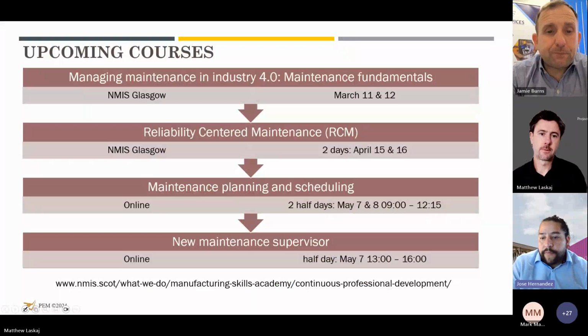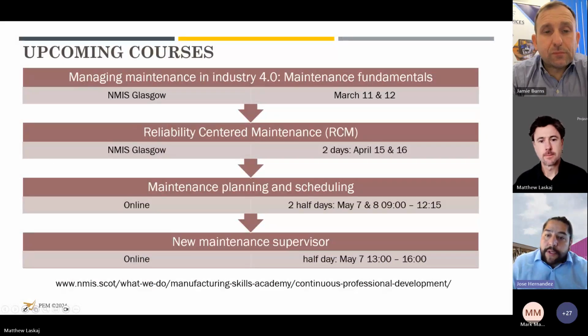Perfect. Thank you very much, Jamie and Thomas. Well, I think we're getting close to the end of the session, and it's worth mentioning that if you are interested in finding out more about how you can progress with your own reliability engineering, we're working together in NMIS with Matthew, and he's helping us to run some training programs through the Manufacturing Skills Academy. On the slide here, you can see some of the future activity that we're planning. Please look at this and get in touch with us if you would like to find out more about what's going to be covered in the courses.